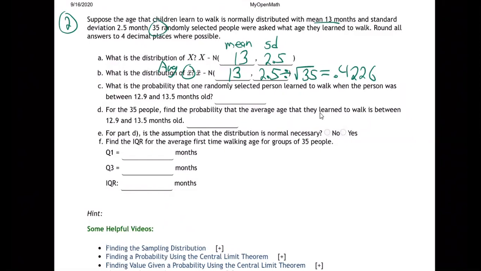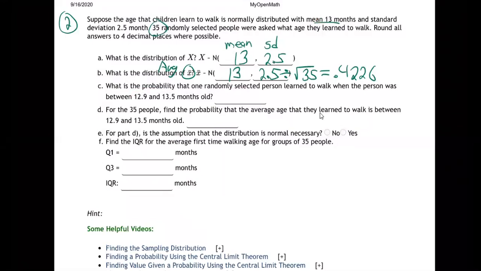And then question C says, what is the probability that one randomly selected person learned to walk when the person was between 12.9 and 13.5 months old? So we're talking about how old people are when they learn to walk, typically, right? They're saying the average is 13 months when they learn to walk, but there's a little deviation. Some do it quicker, some take a little longer. And if they grab 35 people and find out what age they learn to walk, what's going to happen? So here we go. So question, what is the probability?